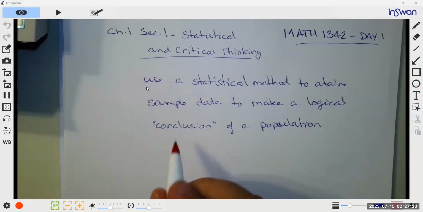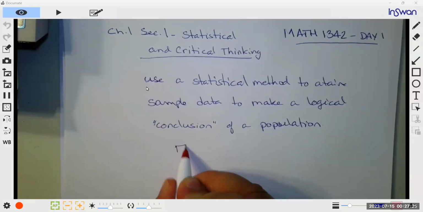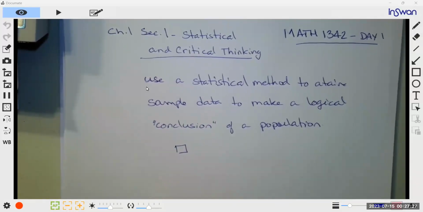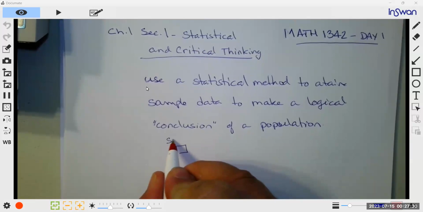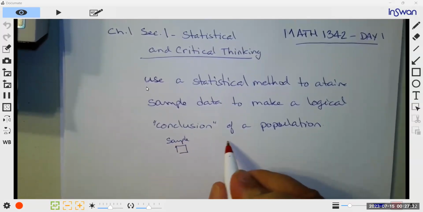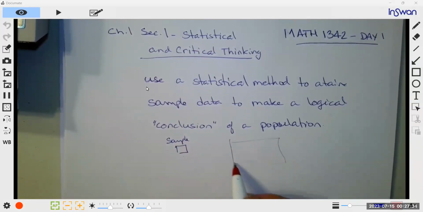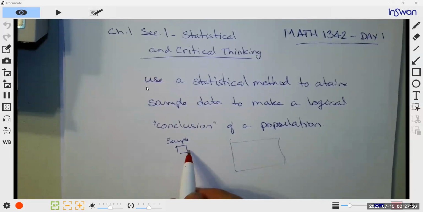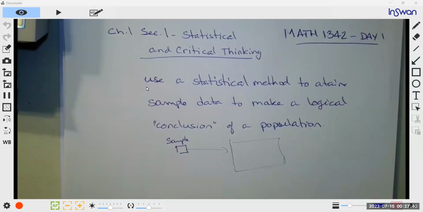So basically what we're doing here is we're going to study a small group that's called a sample, and we're going to try to take this information and predict what's going to happen with respect to the population. So what happens between here and here is what this course is about. So we're going to our objectives.